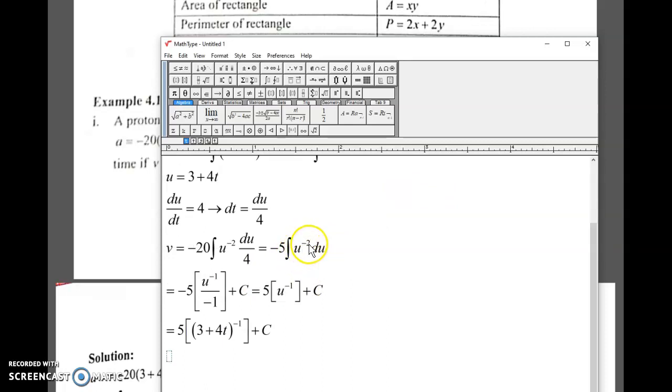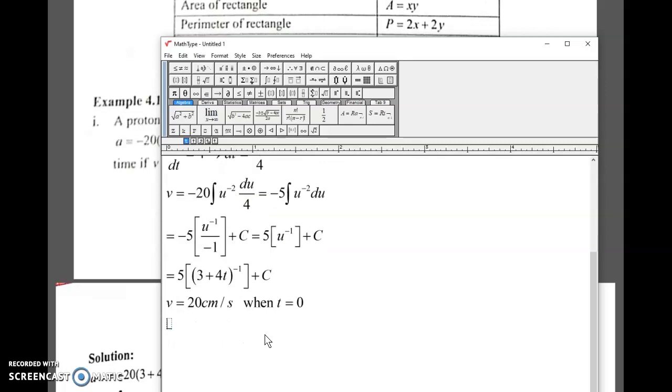u to the negative 2, integrate it, becomes u to the negative 1 over negative 1. Simplify it, and we get 5 times u to the negative 1 plus c. Expand the u, and this is what you get. In terms of indefinite integration, this would be the final answer. However, as you may already know, we can't leave the question like this, because we still have another unknown value, c. Unless we solve for c, this function will be unusable. So let us solve for c by using the available information.